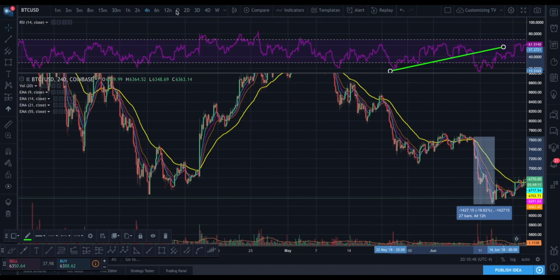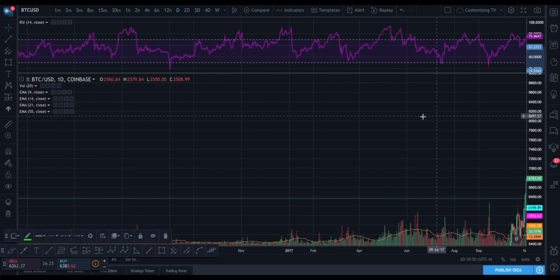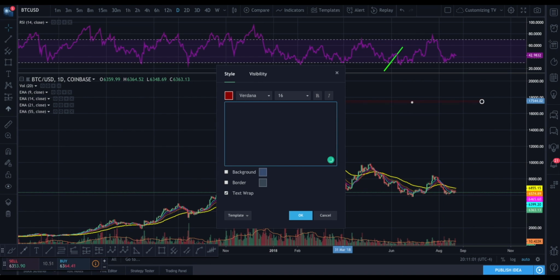So let's come back here to the daily chart and let's write everything down. So, RSI divergence. Lower high on RSI, but higher high on price action. Bearish divergence. Higher high on RSI, but lower high on price action. Bullish divergence.